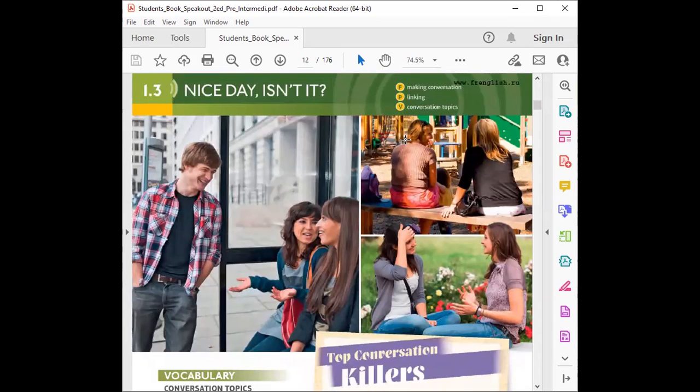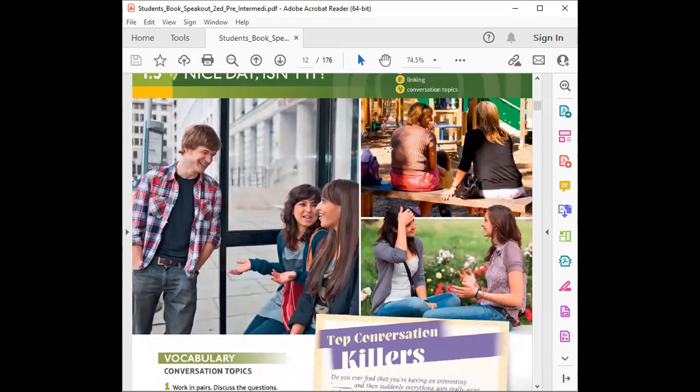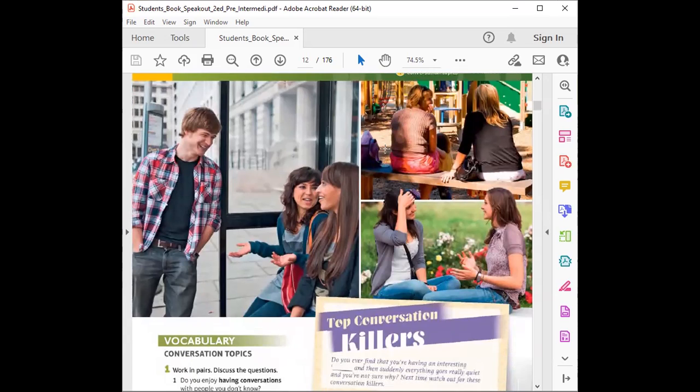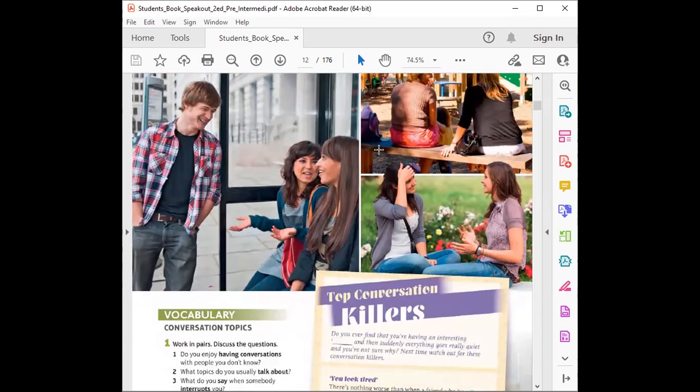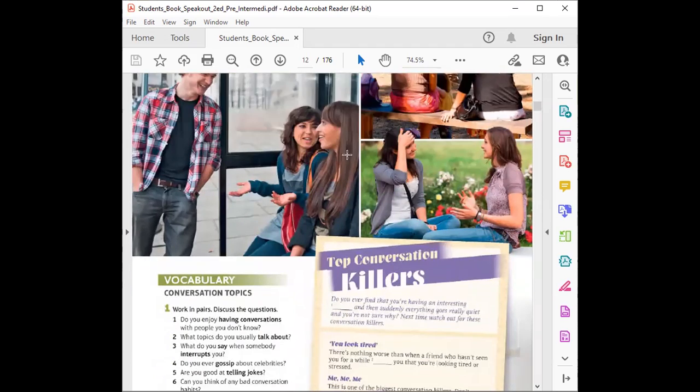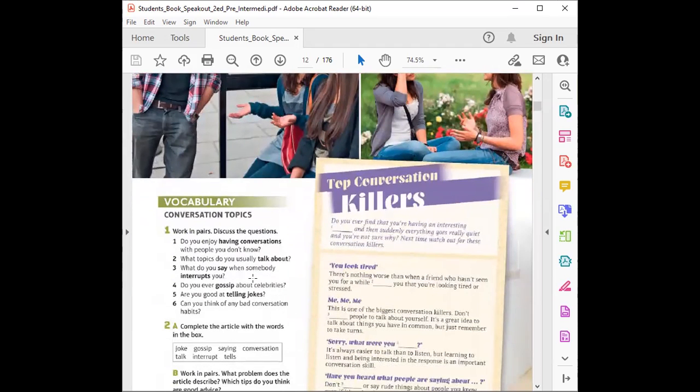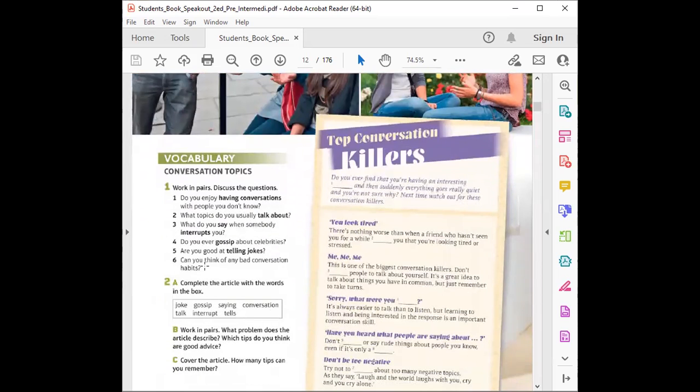So this unit is about conversations. Obviously it's about discussing and having some conversations. So let's discuss these topics together. Do you enjoy having conversations with people you don't know? Obviously not, right? Yes. Why not, guys? Are you shy? Yes. Okay, no problem.